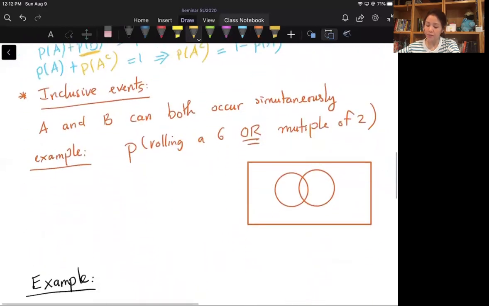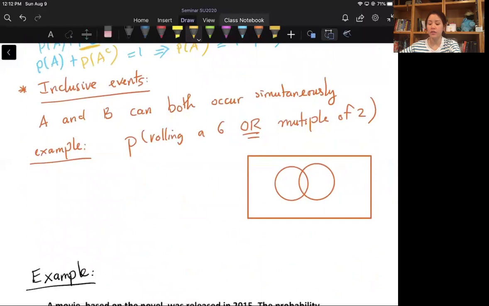Last but not least, let's take a look at the inclusive events. Events A and B are said to be inclusive if A and B can both occur simultaneously. So for example, what is the probability of me rolling a 6 or a multiple of 2? At first glance, we can naively say that I can add up the probability of rolling a 6 and the probability of rolling a multiple of 2, and that's it. But remember, these two events are not mutually exclusive, so we cannot do that because when you add them together, the sum will be too large.